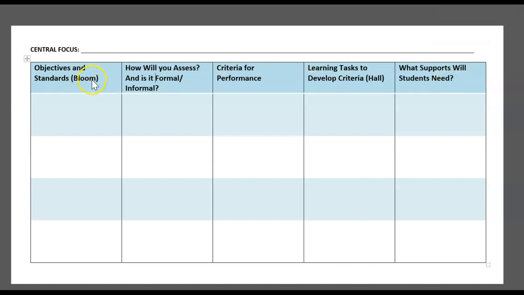Can't tell you any better than what the last person that I worked with individually told me. She said, once you've got this done, you've got your segment planned. And she's exactly right. This is a very good document and very helpful.